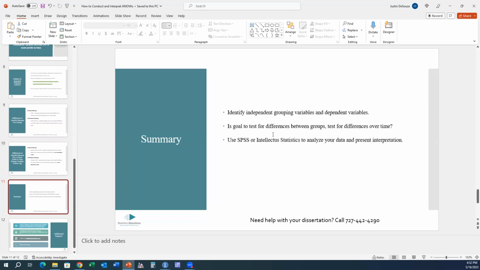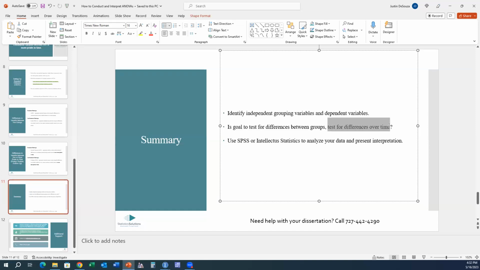If you're looking for differences, first pinpoint: do you have three or more groups to compare? If you do, then you can run an ANOVA. If you're testing for differences over time, do you have three or more different time points to compare? If you do, then you can do a repeated measures ANOVA.